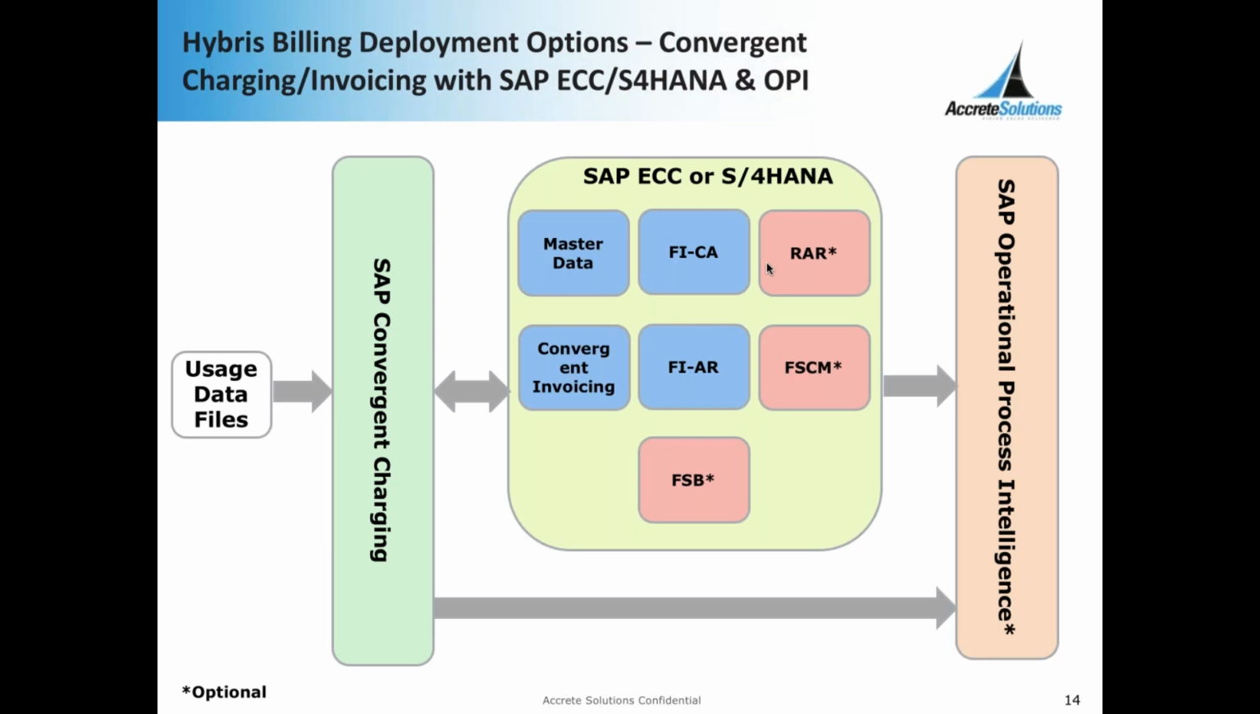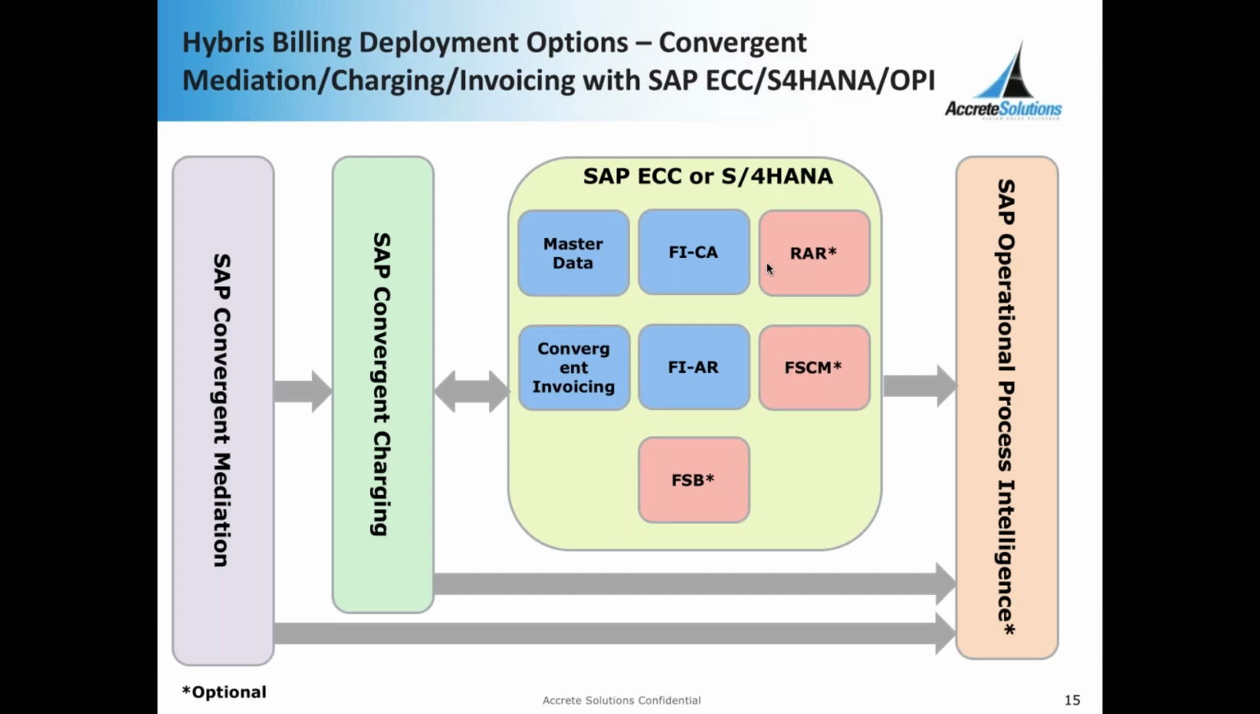You also can notice that there is something called SAP Operational Process Intelligence. This is a HANA-based tool, which also integrates with SAP S/4HANA or ECC and convergent charging and invoicing, with which you can track the analytics or performance of the solution and how you can take corrective action if there are any issues in the solution.